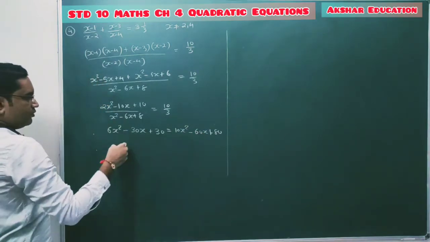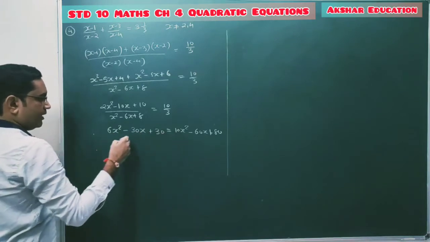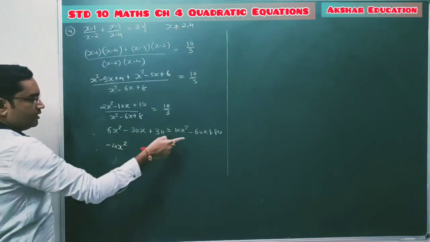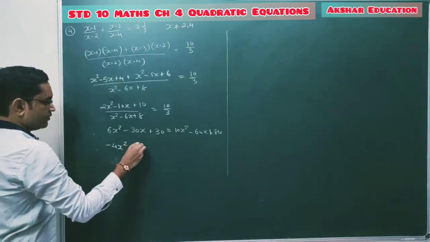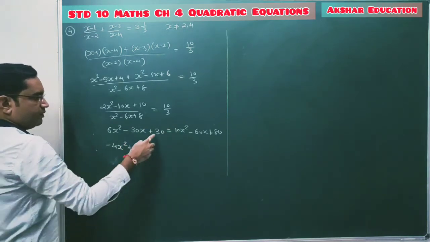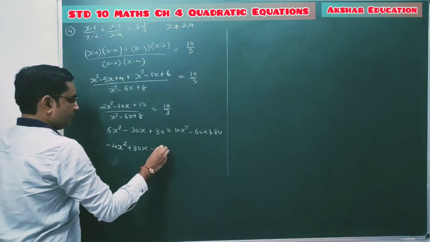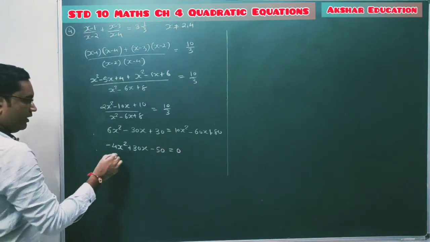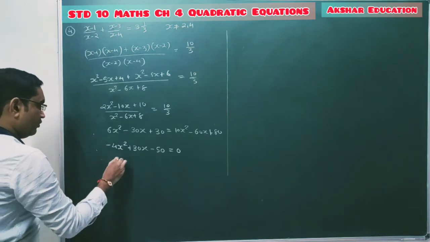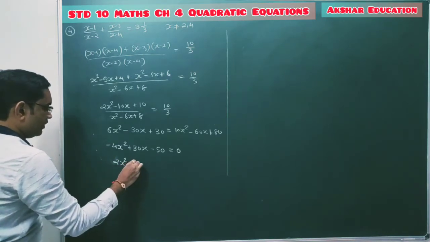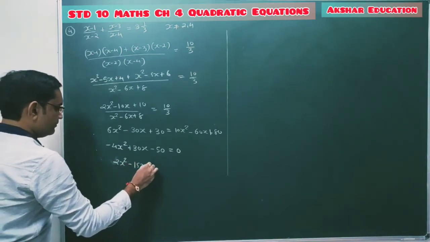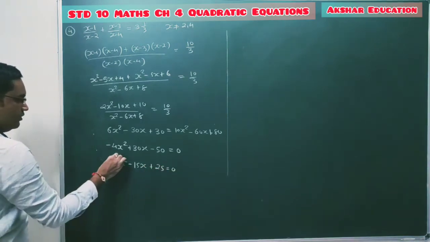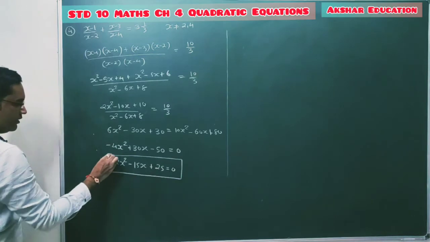Now taking all these terms on the left hand side, so it's 6x square minus 10x square, which is minus 4x square; minus 30x plus 60x, so it's plus 30x; plus 30 minus 80, which is minus 50, equal to 0. And here we can take 2 common, or we can say minus 2 common, so it's 2x square minus 15x plus 25 equal to 0. So this is our quadratic equation in standard form.